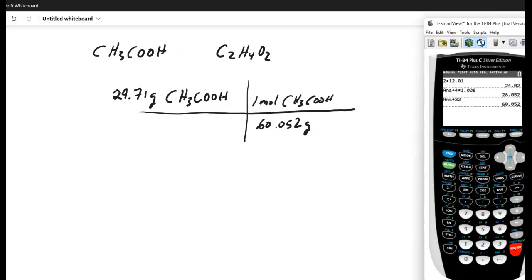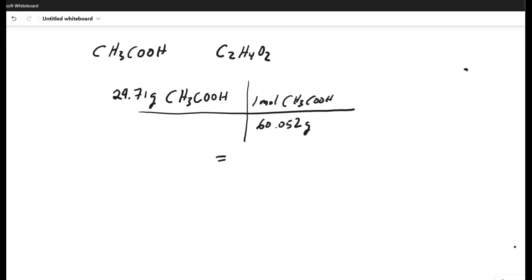So I'll go back to the calculator. I'm going to go 24.71 divided by 60.052, and I get the answer 0.4114 moles of CH3COOH. And that's the way you would report the answer. You'd have the unit of mole, and you also have the chemical compound to which it refers.